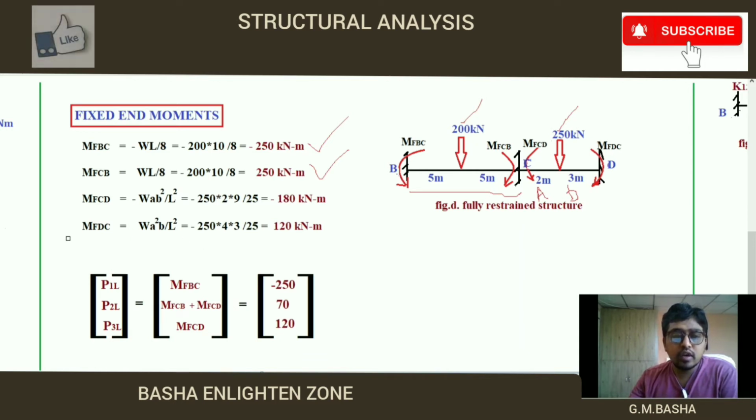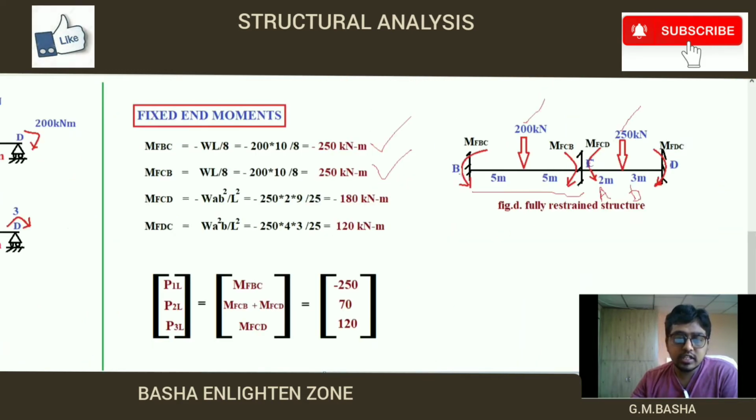See here, what is the fixed moment for DC? So for this one, your formula will be plus W A square B by L square. So A, B, L values will be same. Just substitute in this formula, you will get 120 kilonewton meter. So again, then see the formula.